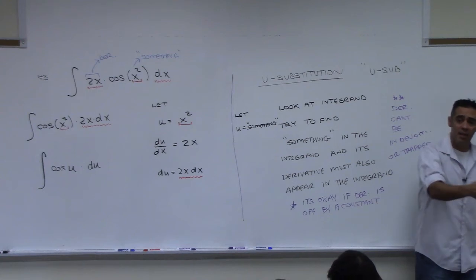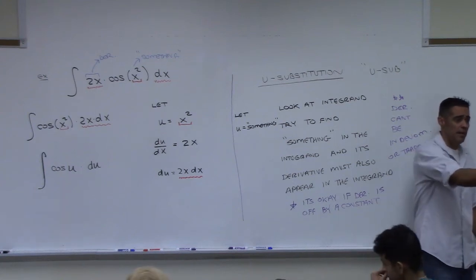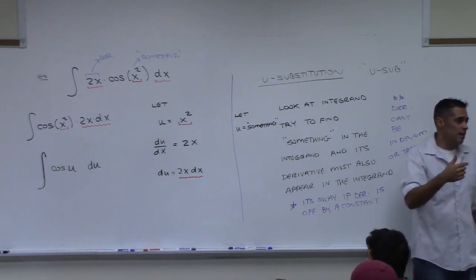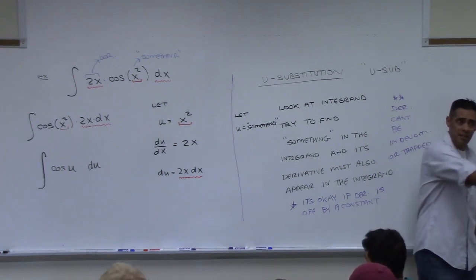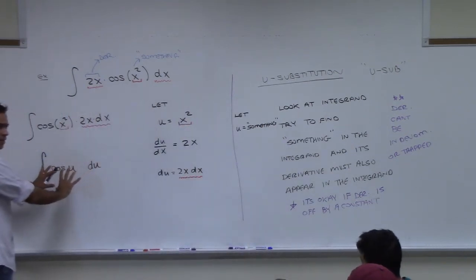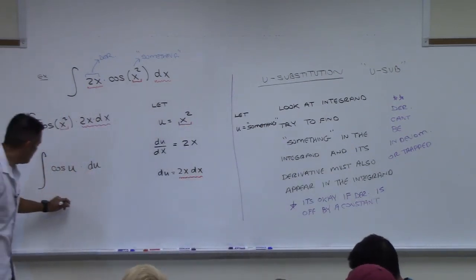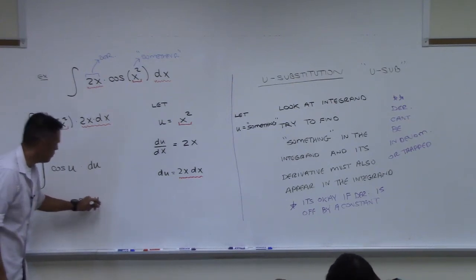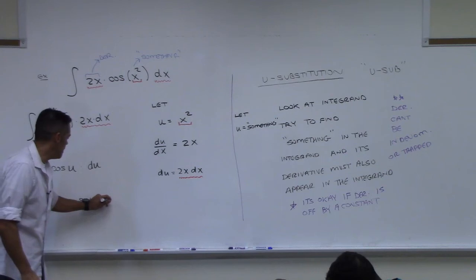And now this problem is just like if I would ask you today, walking into class, what's the antiderivative of cosine x? Everyone would have said sine x plus c, right? But if now I say, what's the antiderivative of cosine of u? You're going to say sine of u plus c, right? So now we've gotten it down to something we know how to take the antiderivative of. So what is the antiderivative? Sine of u plus c.